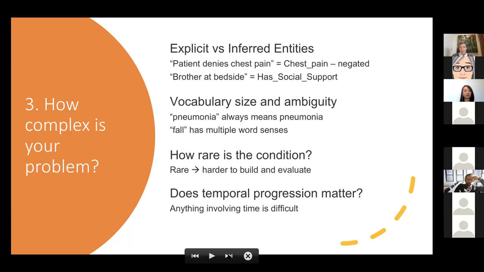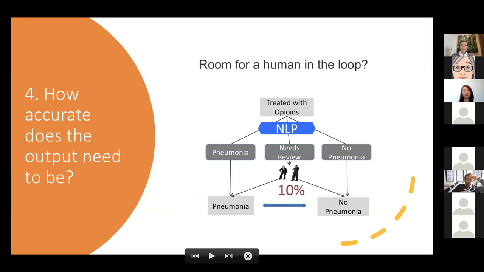How rare is what you're looking for? If it's only mentioned in every 200 patients, or worse, like when you're looking for homelessness, that's really rare and hard to find. It's important, but it makes it a lot harder to build and evaluate. And if you're launching a system, your positive predictive value is going to be really low when something's rare. And finally, do you care about time? Because if it's involving time, it's not an easy problem. Even what you may think is simple time, like when's the first mention of diabetes, or when they first started experiencing pain, that's even hard.